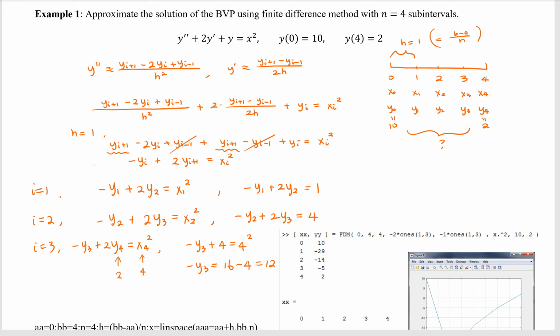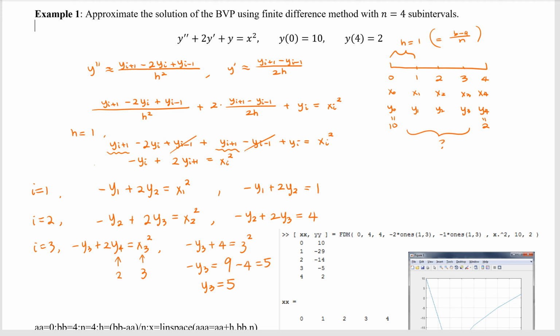Oh, sorry. I made a mistake. This should be x3. x3 is 3. So this is 3 squared. Sorry. And next we have what? So that is 9 minus 4, which is 5. So minus y3 equals 5. So far, so good, everybody? Okay, so we get minus y3 equals 5.